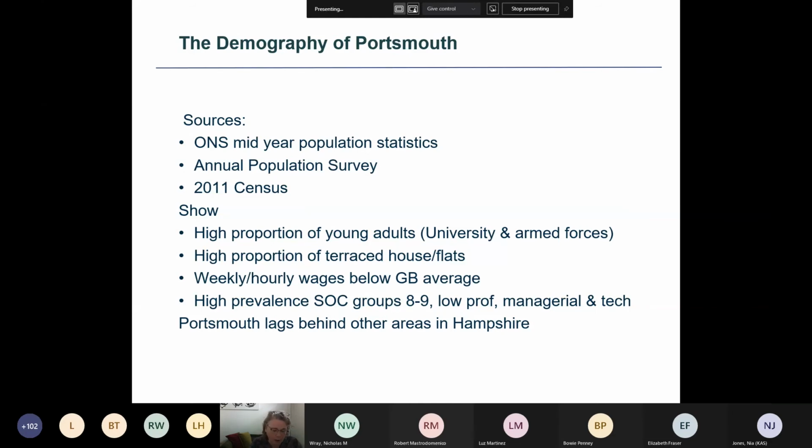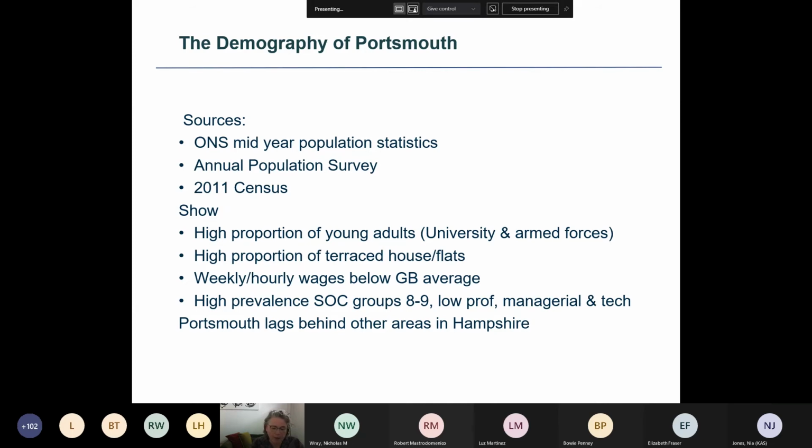But also we observed that Portsmouth is not as well off economically as other areas in England or in comparison with other parts of Hampshire. Over 75% of the population lived in terraced houses or flats at the time of the last census. Wage rates are below GB averages for both men and women. They're close in value to those in Southampton, but considerably lower than those in Winchester.